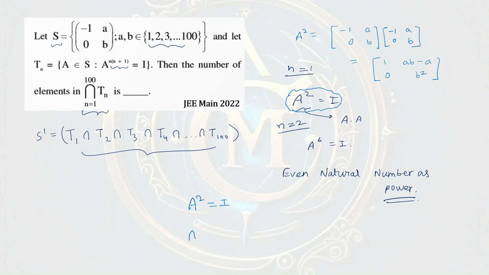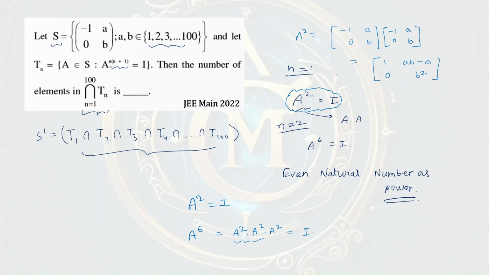Now we have to only analyze this first case, because we know that if A square is I, then A to the power 6 can be written as multiplying A square with itself 3 times. So A to the power 6 will be A square times A square times A square. So this becomes I times I times I, that means it will be I itself. So if we consider the case A square equal to I only, we will get the corresponding values of A and B such that all the other cases, that is A to the power n into n plus 1 equal to I, will also be satisfied.